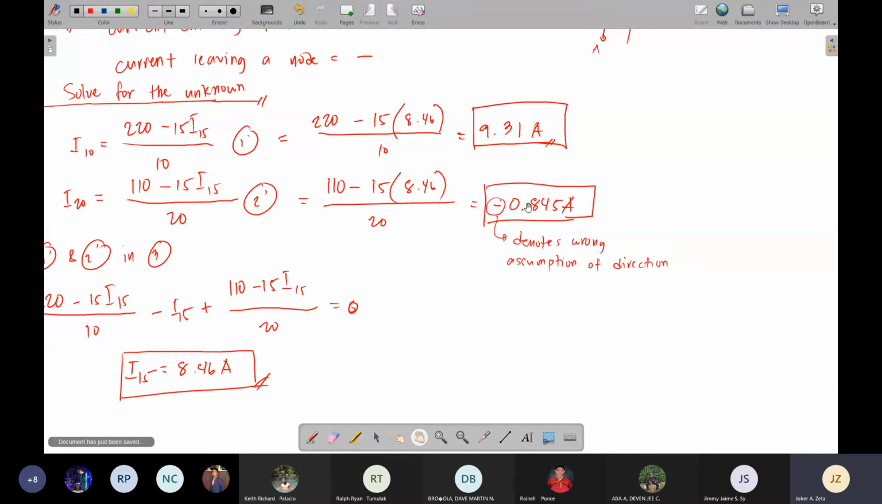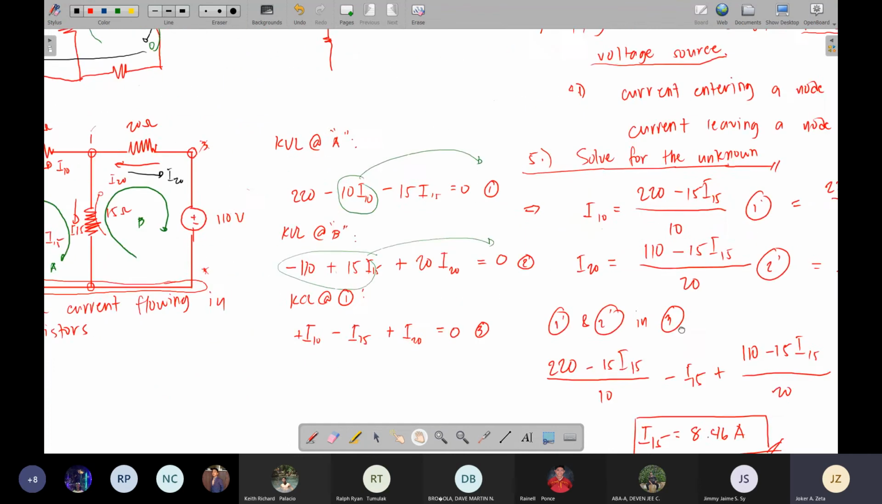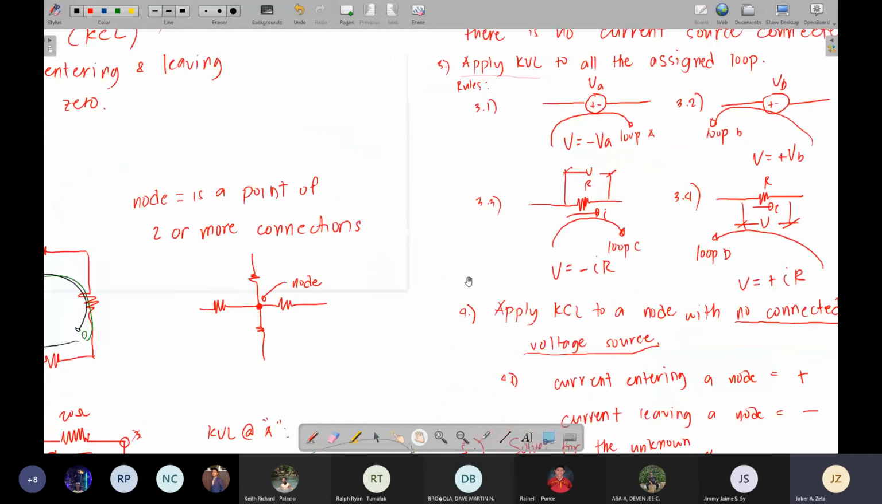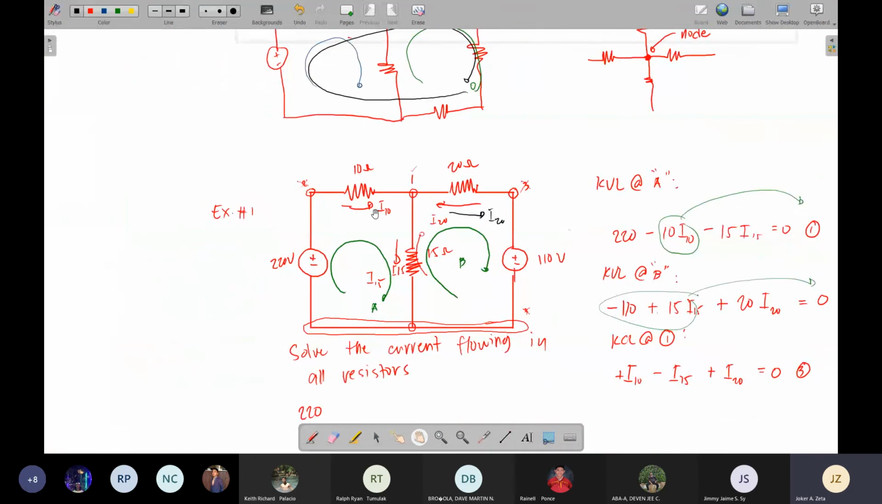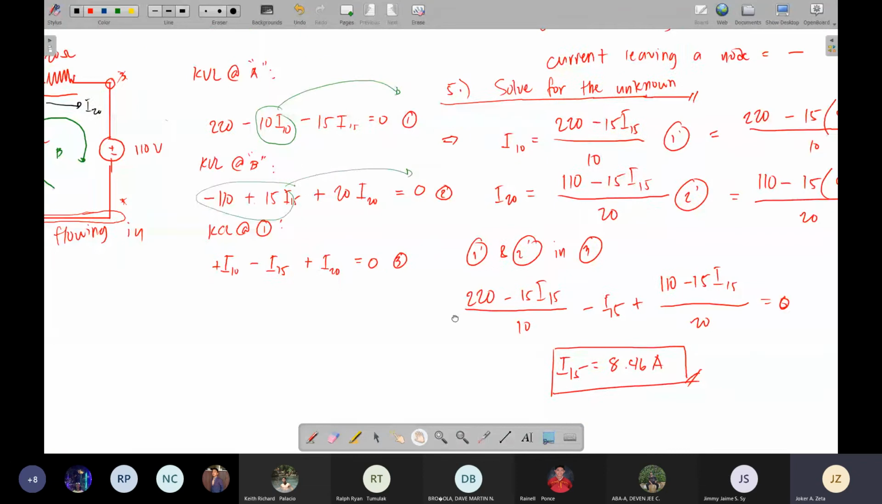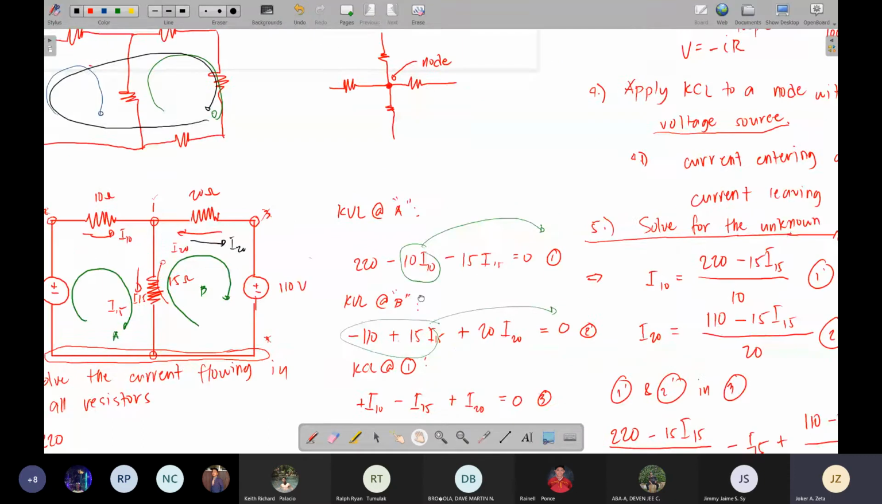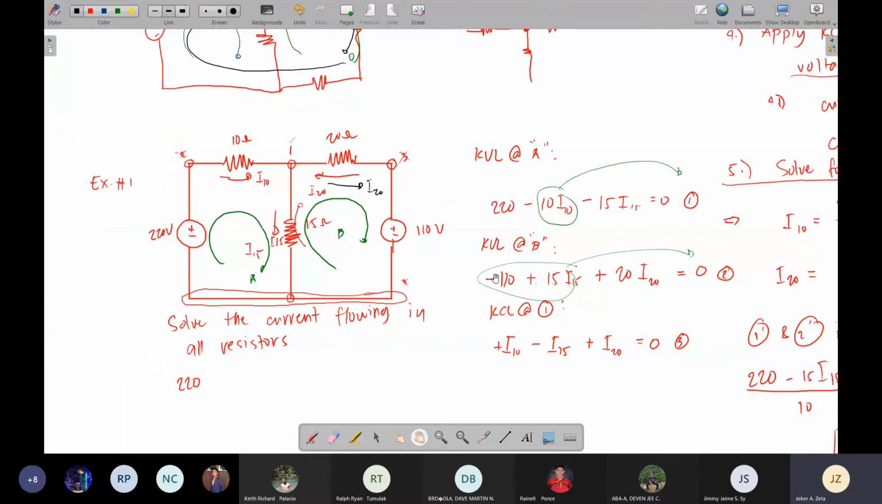Okay? So again, even if you made a wrong assumption of direction in step number 1, when you assign a current in every resistor, don't worry. If your assumed direction is wrong, your answer will just be negative. Okay? So far, any questions regarding this Kirchhoff's current law?